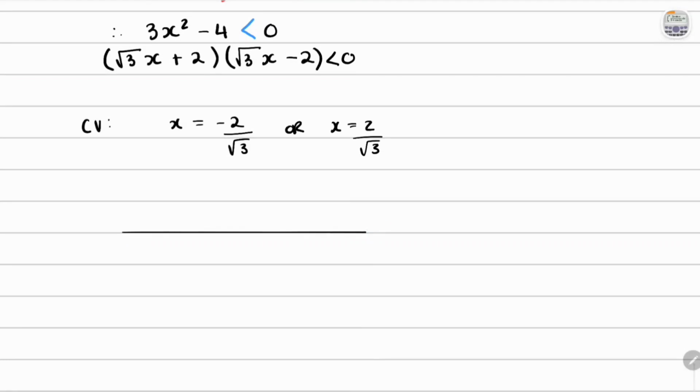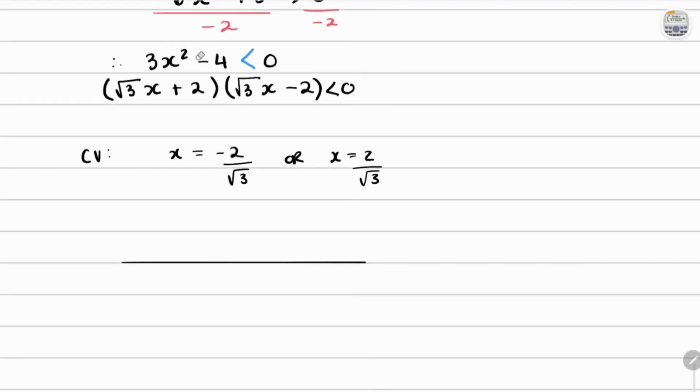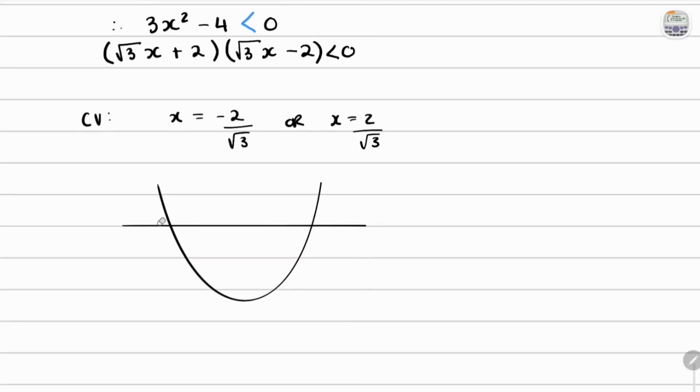So we can draw an x-axis and our graph. The graph we can look at can be this. That's fine because that was the simplified one we had. And then we're going to draw our parabola, which we can see is a concave up parabola since the value of a, the coefficient of x squared, is positive. And our critical values are negative 2 over root 3 and positive 2 over root 3.